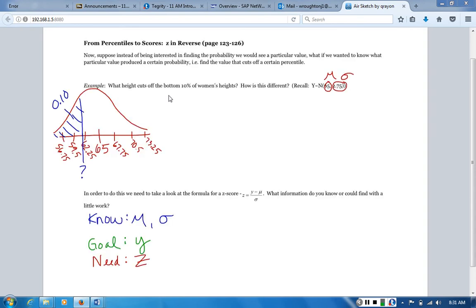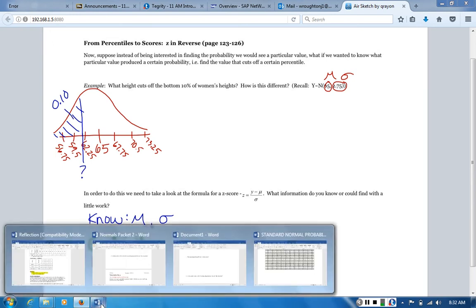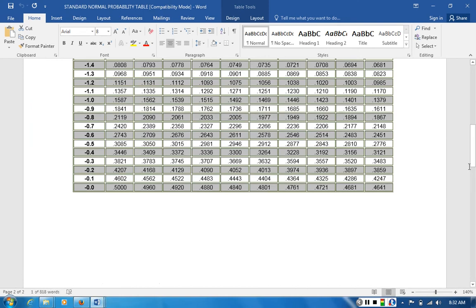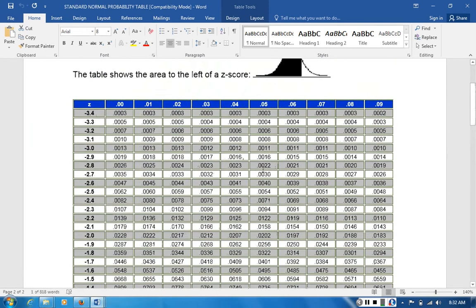So looking at my picture here, I know my value is less than the mean. That's the bottom 10%, and there's 50% below 65, so the bottom 10% is somewhere to the left of the mean. That much I know. I want this to be 10%. So where I'm going to go to find my Z is our table that we're used to, right? Z is the row and the column.